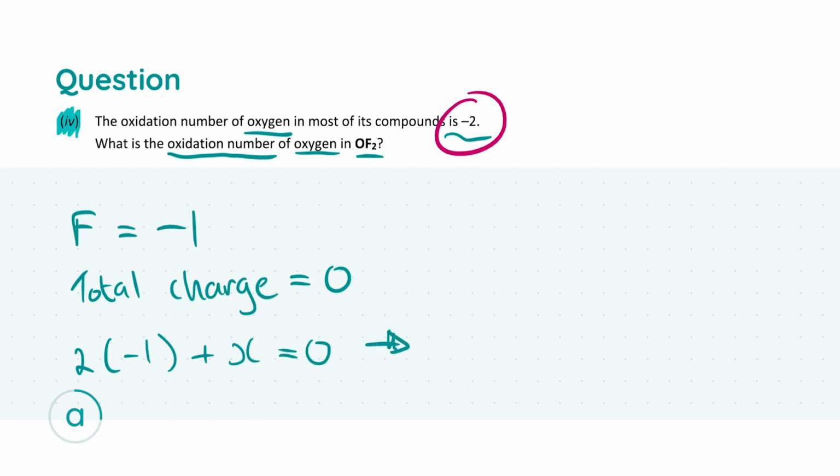Now if we rearrange this to get X on its own, it means that X in this case is going to equal +2. And for this question, the desired answer you need to get here is that +2 charge, which makes a little bit of sense once we look at it through fluorine.